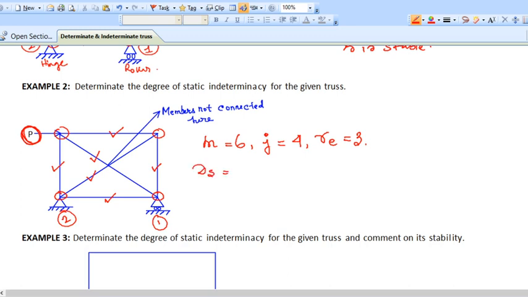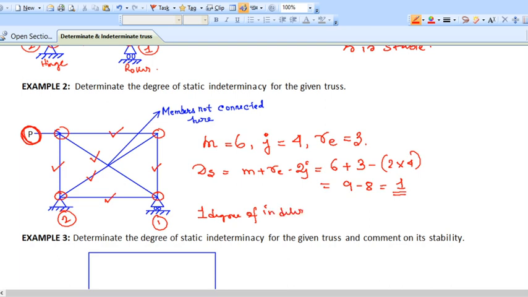Next again, we will be using the formula m plus re minus 2j. What we get is 6 plus 3 minus 2 into 4. Substitute the values: 6, 7, 8, 9 minus 8. So it will come out to be 1. That means it has a degree of indeterminacy 1. If the value had been 2, we would have said 2 degree of indeterminacy, or 3 degree of indeterminacy, this way. So we can say that this truss is indeterminate but stable.